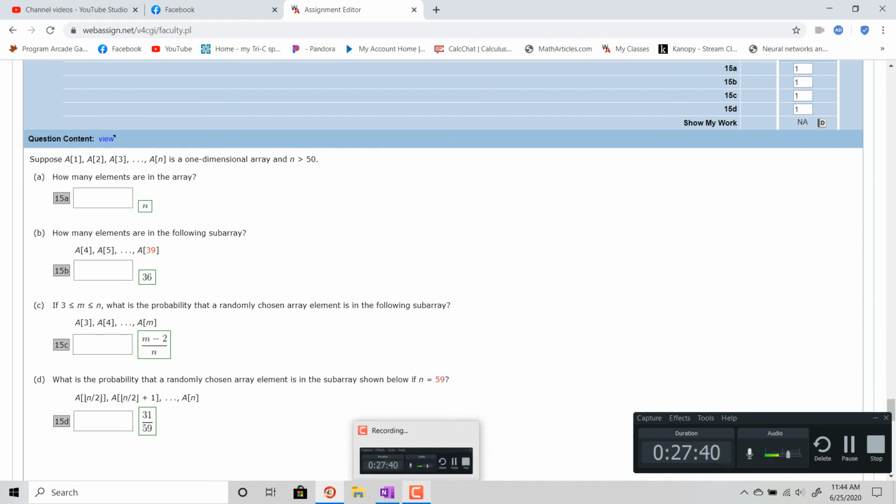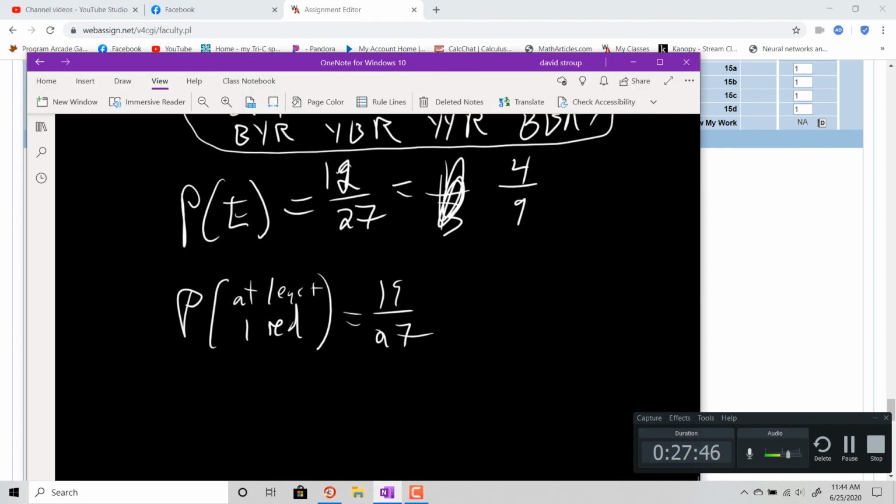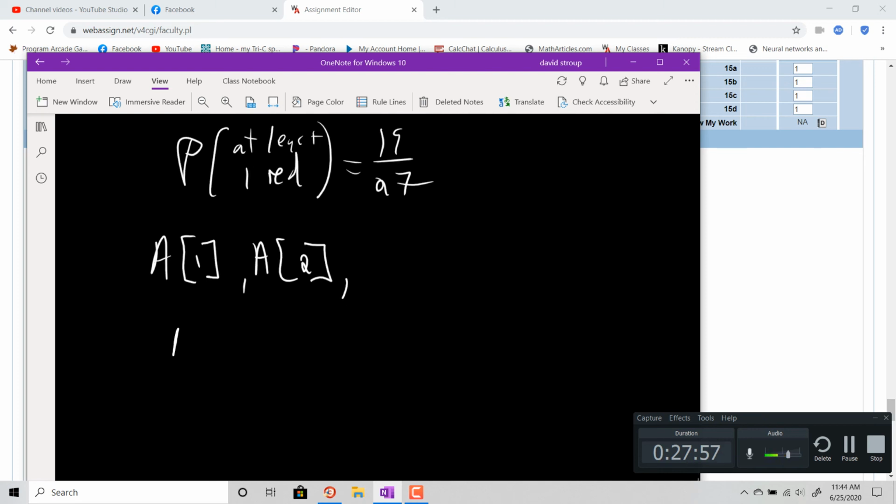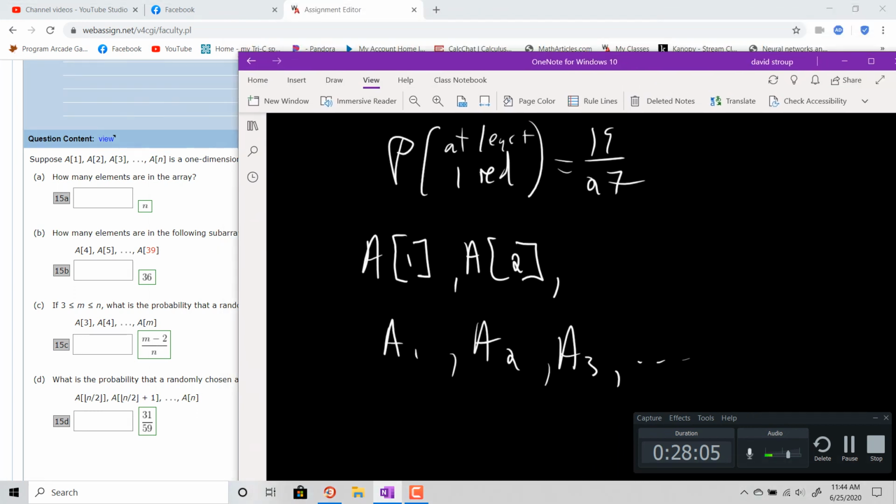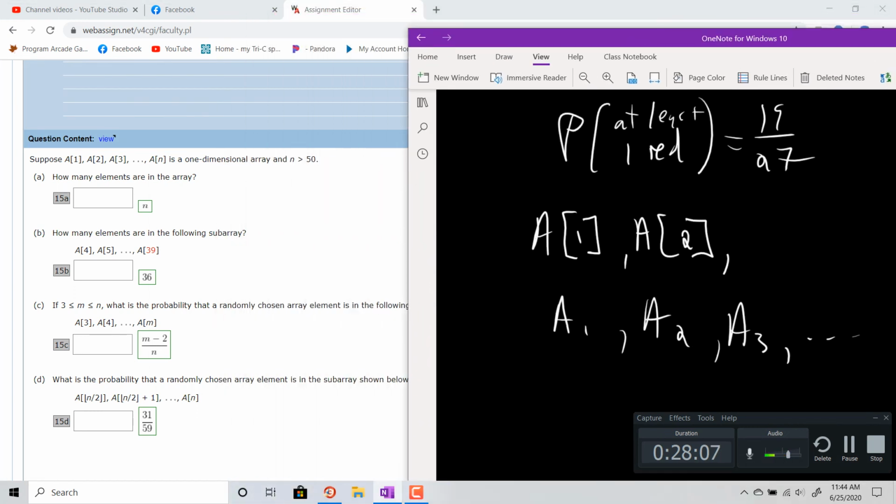Okay. So a one-dimensional array is basically just a list of numbers. When you see that A bracket 1, listed like this, A bracket 2, you can just think of those as A sub 1, A sub 2, in a sequence. Okay, so you just think of it as A sub 1, A sub 2, A sub 3. Okay, what is the problem asking? So how many elements are in an array?